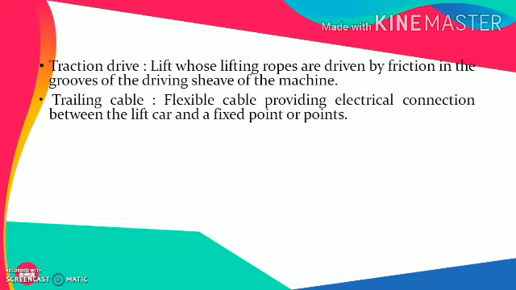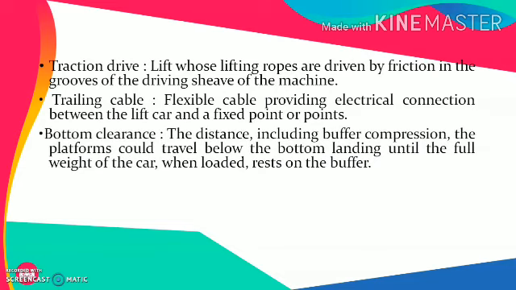Next is the trailing cable. It is a flexible cable providing electrical connection between the lift car and a fixed point or points. So this is a cable which is used to provide the electrical connection, and as we are aware, the lift is moving from one point to another in the vertical direction. They are quite flexible, and they are connected with a fixed point from where supply has been made, and they move along with the lift.